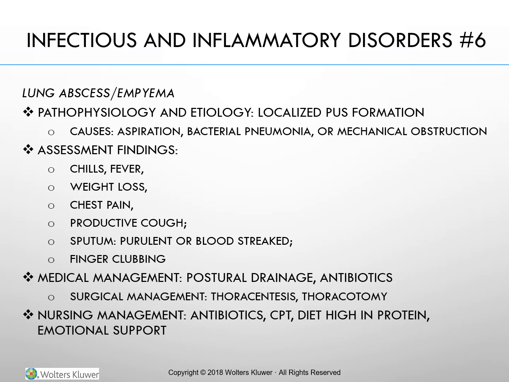Lung abscess, empyema. The pathophysiology and etiology is localized pus formation. The causes are aspiration, bacterial pneumonia, or mechanical obstruction. Assessment findings include chills, fever, weight loss, chest pain, productive cough, sputum that is purulent or blood-streaked, and finger clubbing.